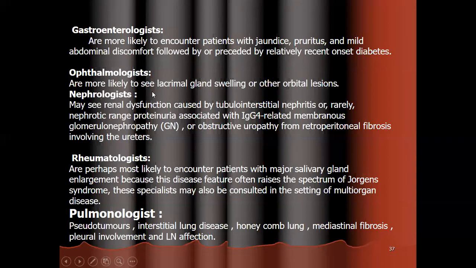The ophthalmologist is more likely to see lacrimal gland swelling or other orbital lesions. Nephrologists may see renal dysfunction caused by tubulointerstitial nephritis, or rarely nephrotic-range proteinuria associated with IgG4-related membranous glomerulonephritis, or obstructive uropathy from retroperitoneal fibrosis involving the ureters. As you may notice, all of these have insidious onset. The rheumatologist is perhaps most likely to encounter patients with major salivary gland enlargement, because this disease feature often raises the specter of Sjögren's syndrome. These specialists may also be consulted in the setting of multi-organ disease. The pulmonologist may be faced by pseudotumors, interstitial lung disease, honeycomb lung, mediastinal fibrosis, pleural involvement, and lymph node affection.